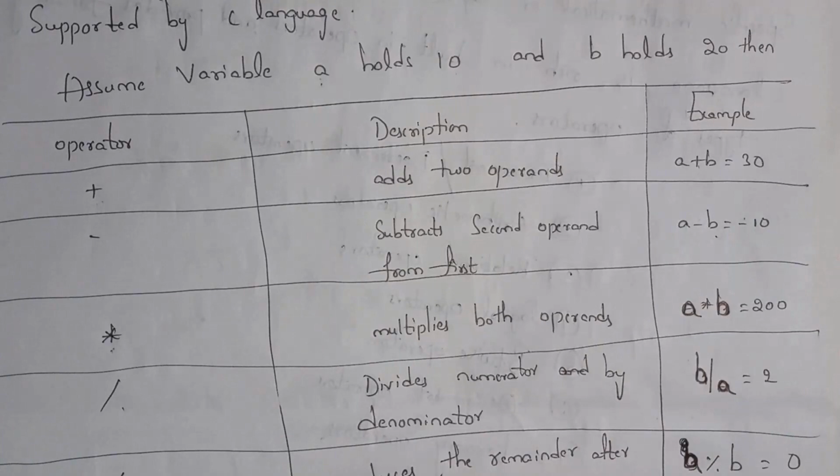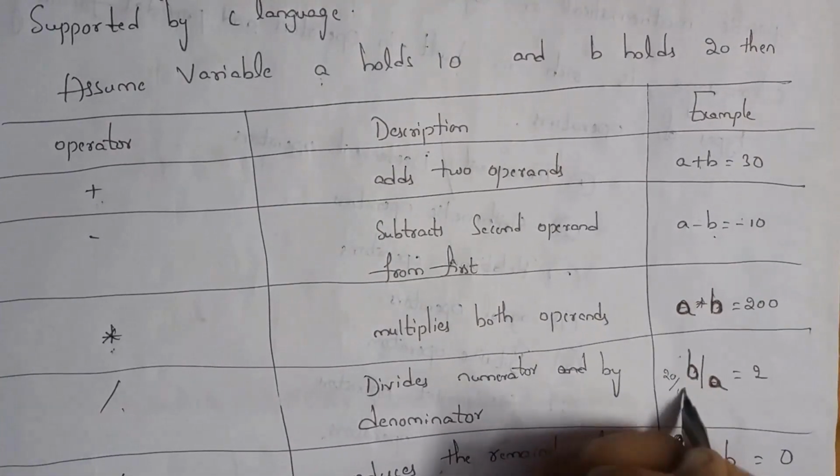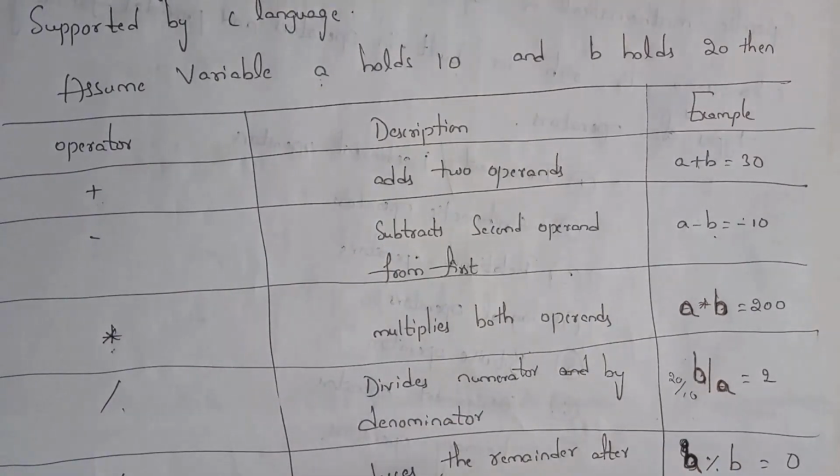Next one is division, that is b by a. Value of b is 20 and value of a is 10. So I will get output as 2 by 1, that is 2.